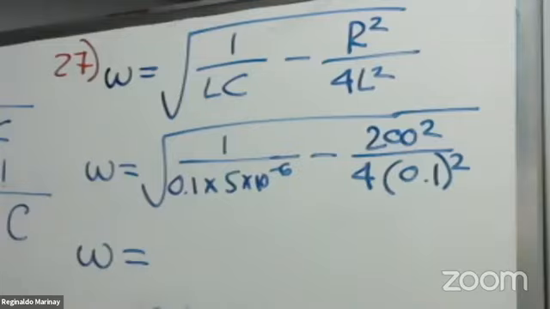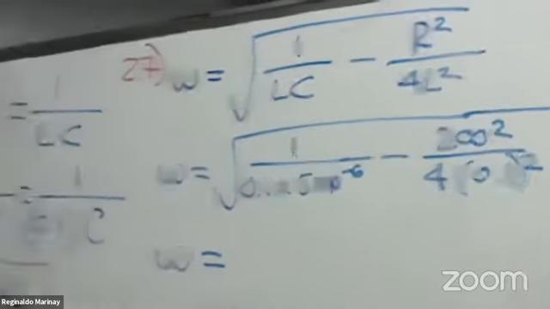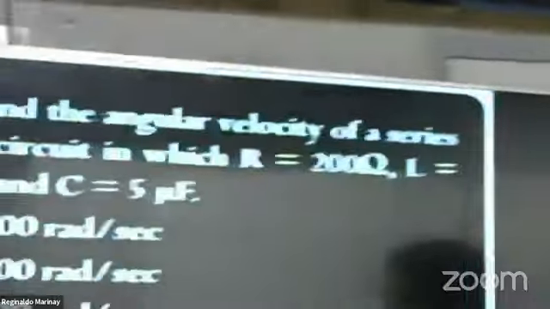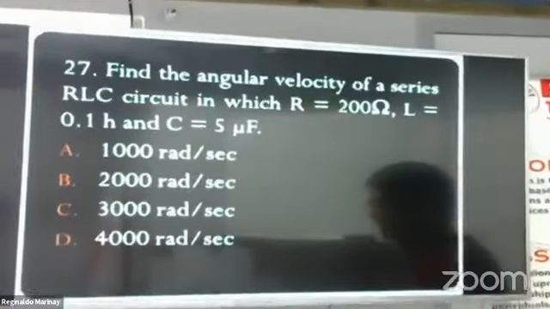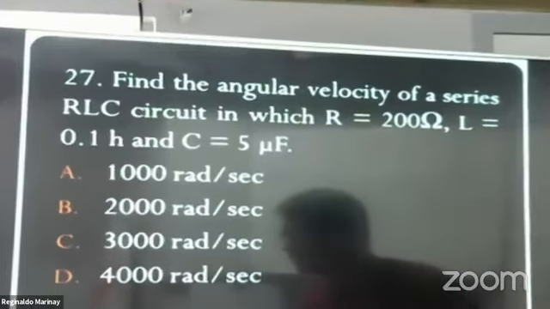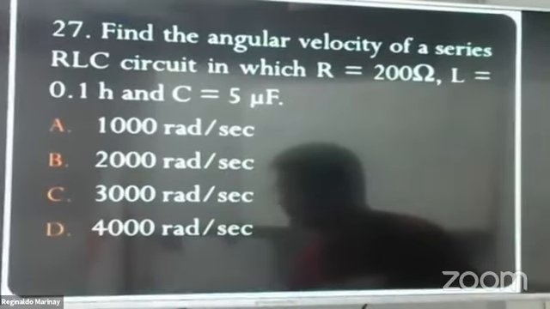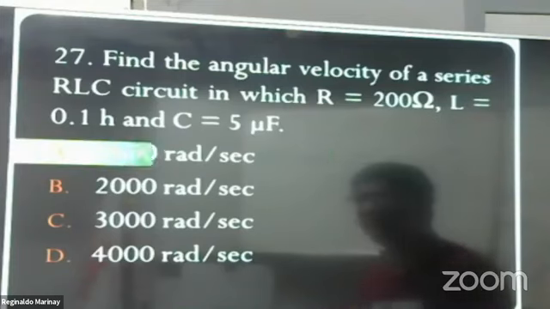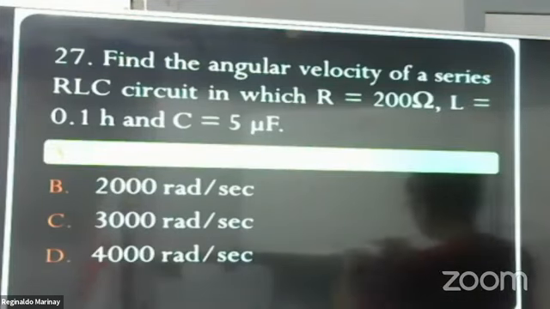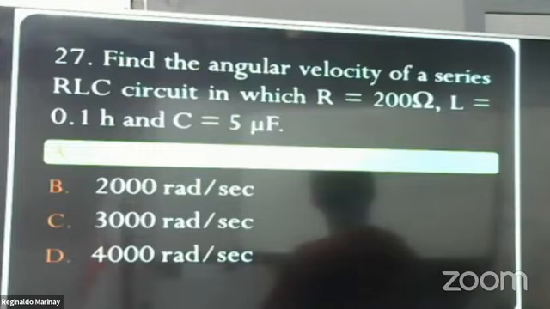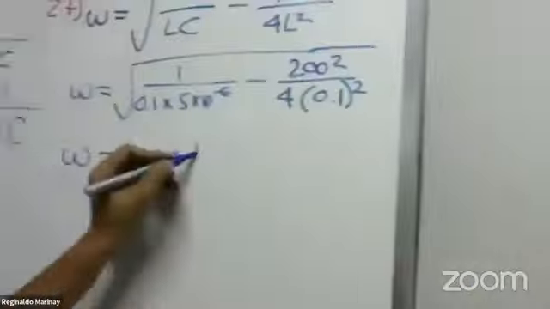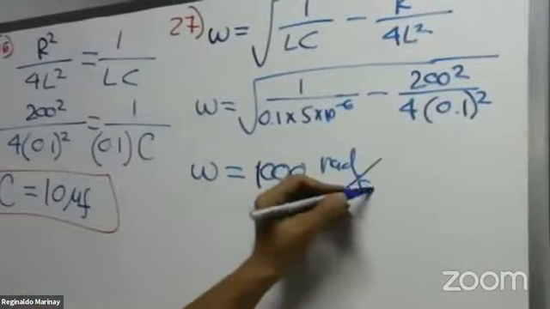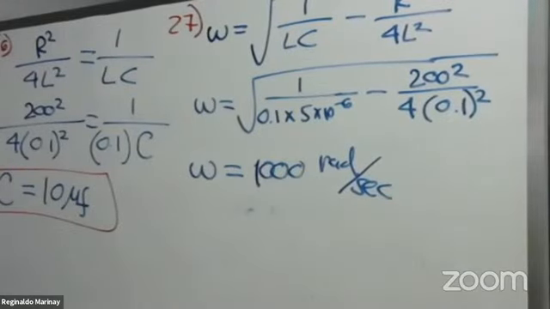Okay, let's go over to the PowerPoint. What letter could be their answer? Apple, boy, cat, dog. A, B, C, D. Okay. 1,000 radian per second. That's the answer. 1,000 radian per second.